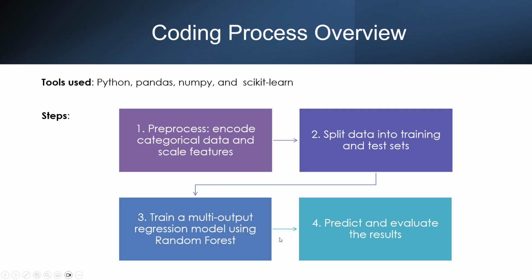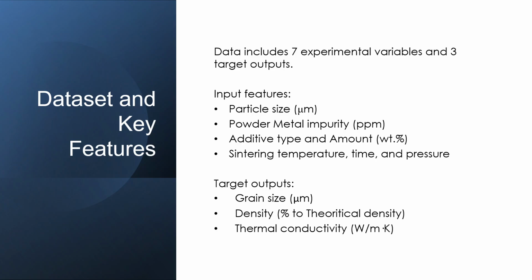So this is the process overview. The process will start with pre-processing, encoding the categorical data and scaling features, and then splitting the data into training and test sets. Then we will train a multi-output regression using a random forest regressor, and then predict and evaluate the results. First, there will be 7 experimental data sets. It will include these input features, and there will be 3 target outputs. As mentioned before, they are grain size, density, and thermal conductivity.